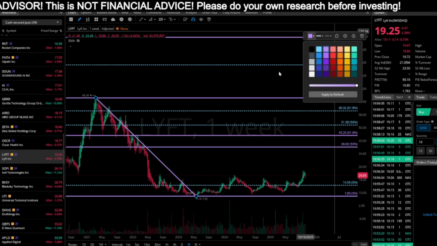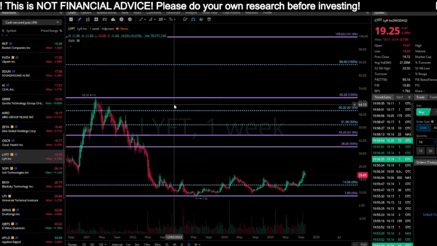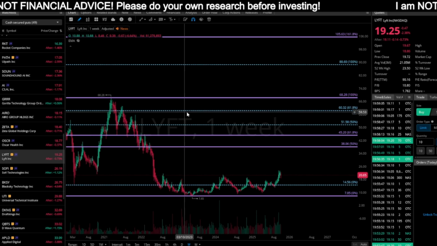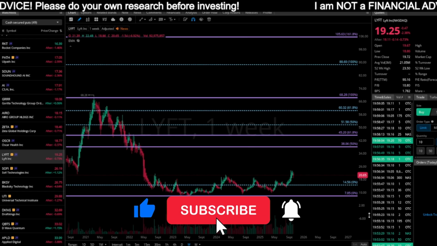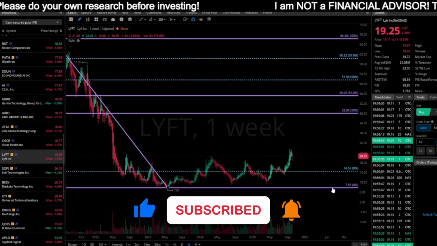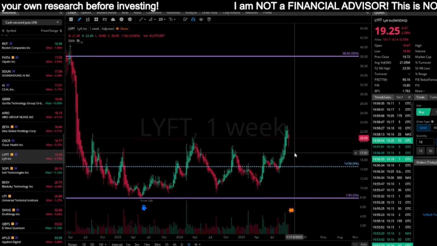And again, this is all I'm doing. I'm not doing any indicators. I'm not doing anything crazy. I start with a basic chart. I go with the weekly first, and then I start fibbing down from there. And then once you do that, it allows you to kind of see some different support and resistance levels here.